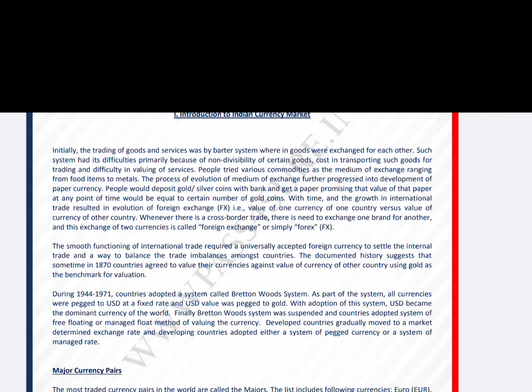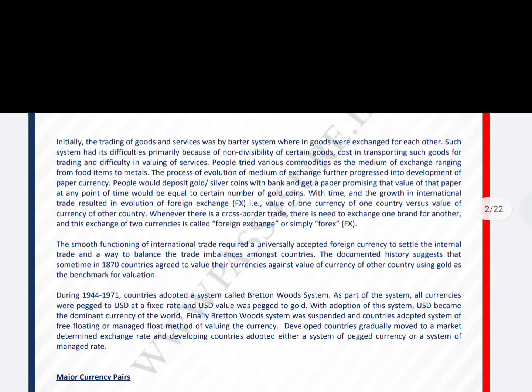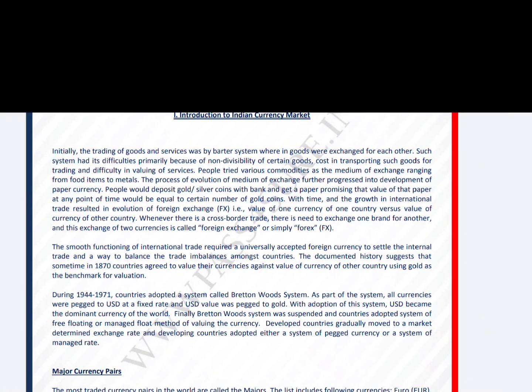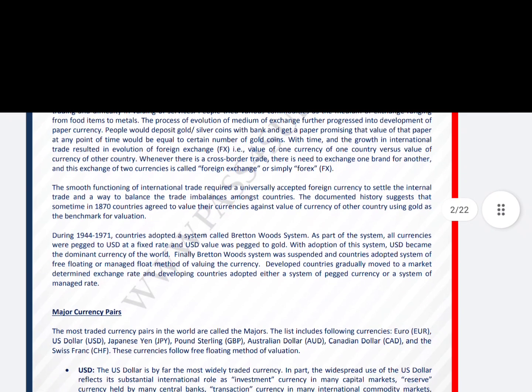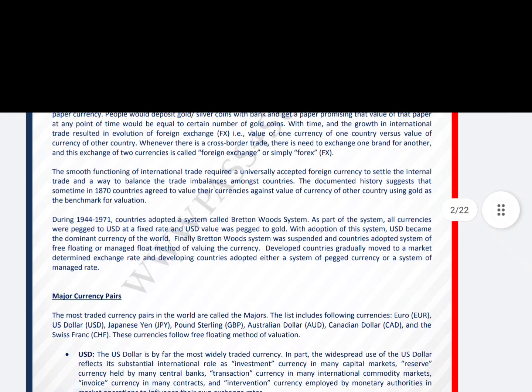And now we will discuss some major currency pairs. So guys, what are major currency pairs? Major currency pairs are mainly four pairs in which we trade, in which Indians trade. We are Indians, and the first is USD, and the second is GBP, JPY, and Euro.